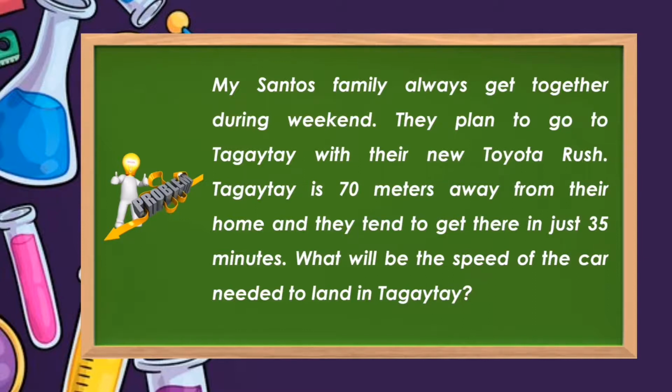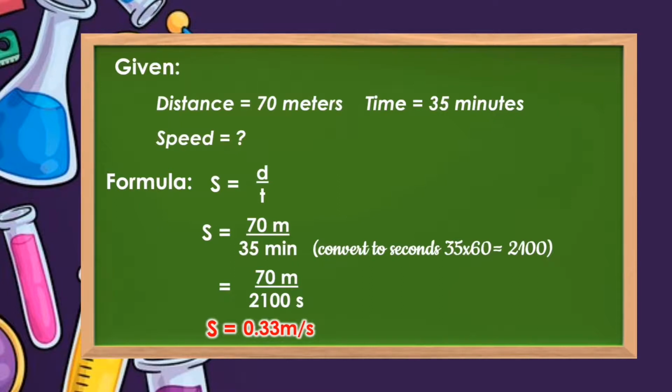What are given in the word problem? We have distance, which is 70 meters, time 35 minutes, and the formula in finding the speed is distance divided by time. So, 70 meters divided by 35 minutes. But first, you are going to convert 35 minutes into seconds. So it would be 35 times 60. The result is 2,100 seconds. Now, 70 meters divided by 2,100 seconds would be 0.33 meters per second.